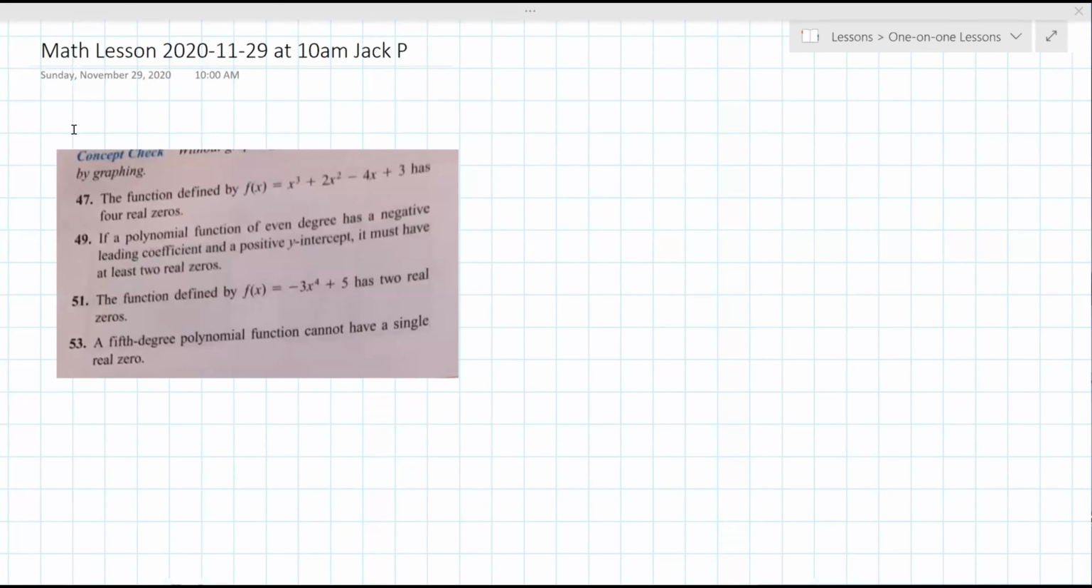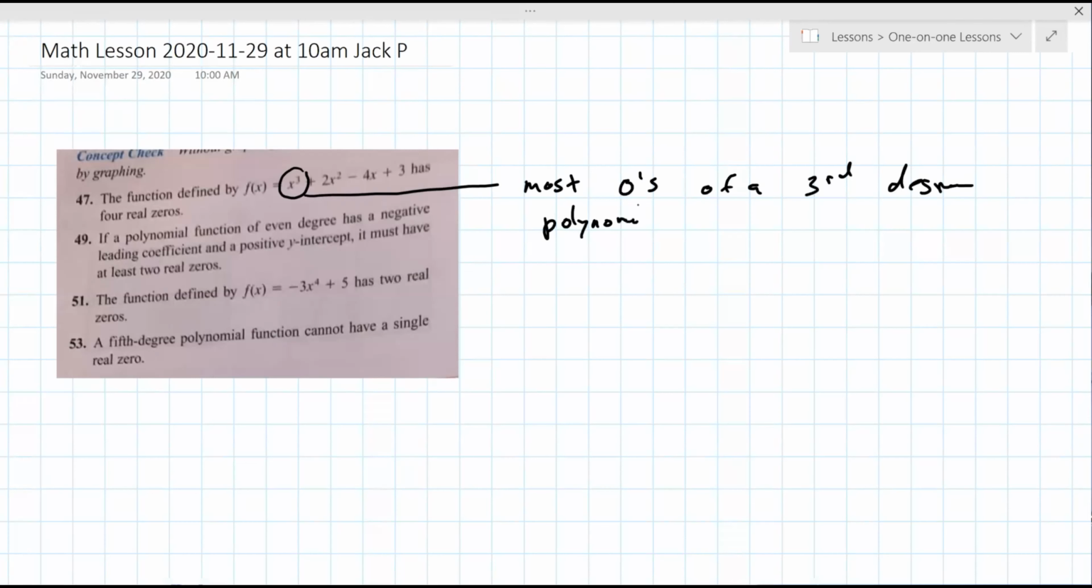Okay, so we're trying to figure out whether this is true or false. And 47, what they're really asking is, what is the most zeros that a third degree polynomial can have? And if you're not sure, think about an x squared, let's say a quadratic. What's the most times a quadratic can hit the x-axis?